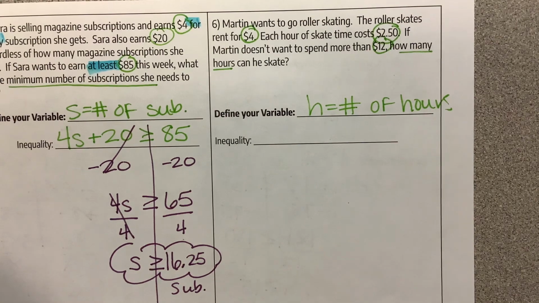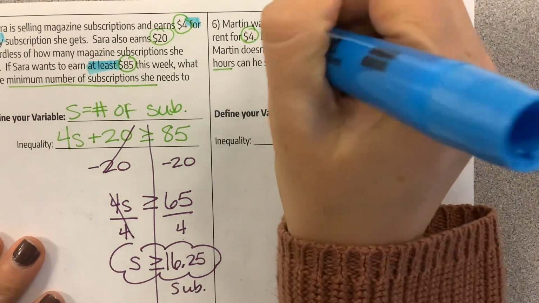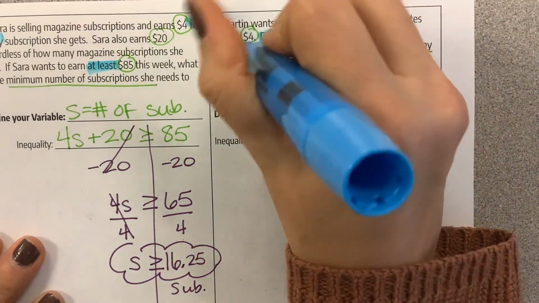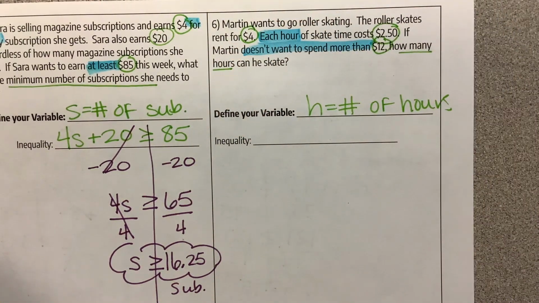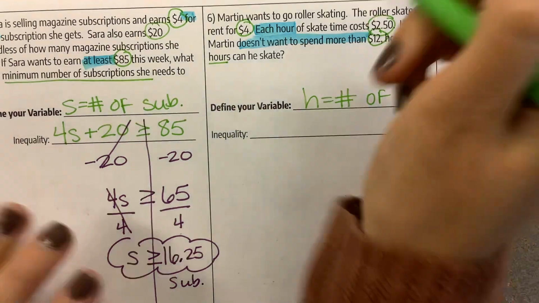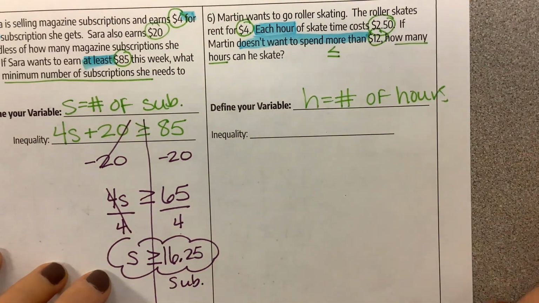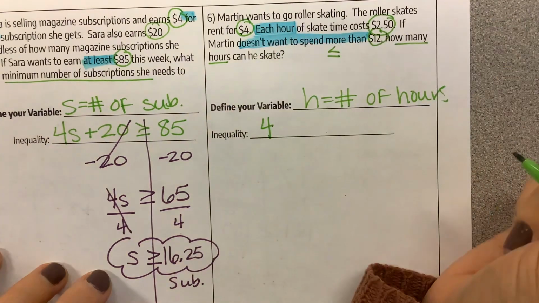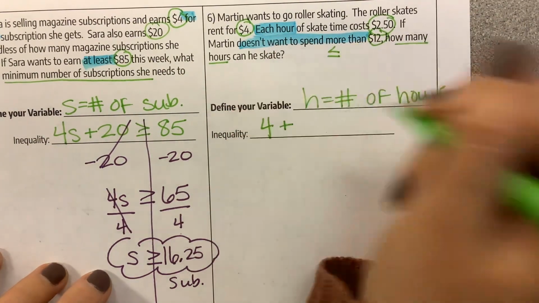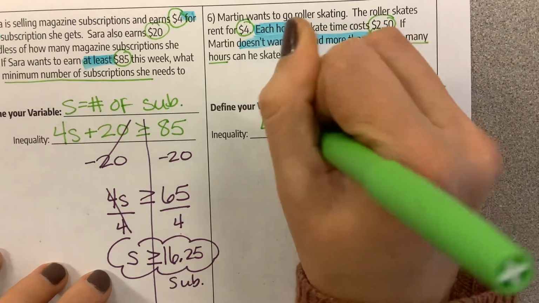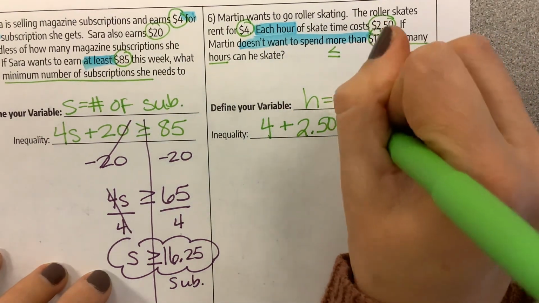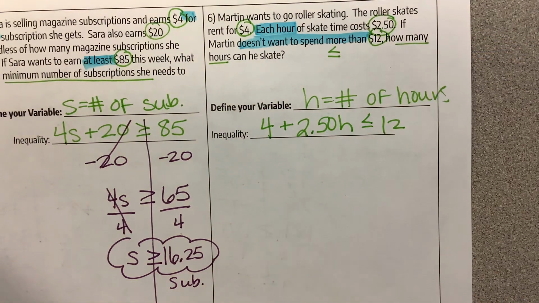Some keywords in here. Each hour, we have the cost, and he doesn't want to spend more than. So no more than means less than or equal to. So he's paid for roller skates to rent them once. So that $4 is no matter what. Plus the $2.50 is per hour. So $2.50 per hour needs to be less than or equal to 12.